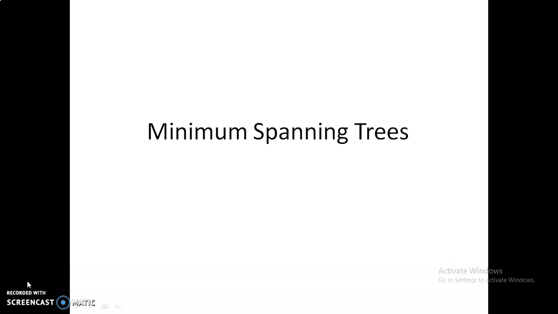Okay, hi students. Today our class is minimum spanning trees. In yesterday's class we discussed the search algorithms, that is depth first search and breadth first search. Using those two algorithms we can traverse through the graph, and we can display all the vertices of the graph.